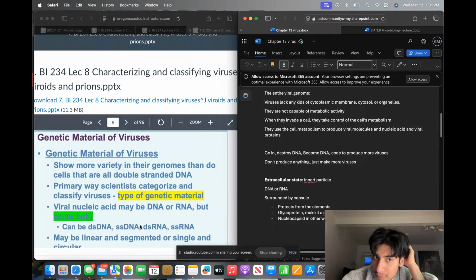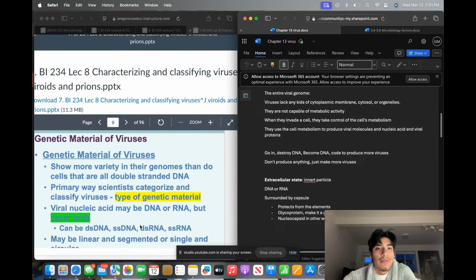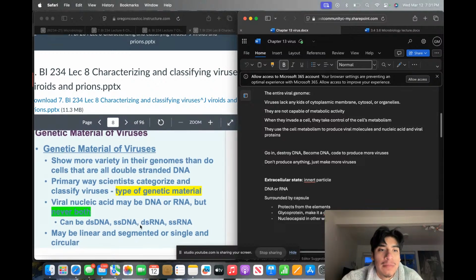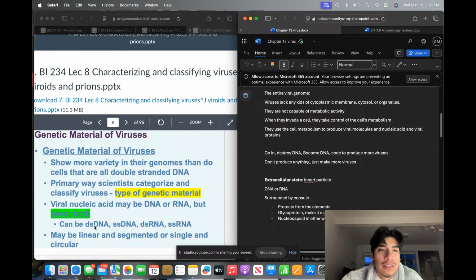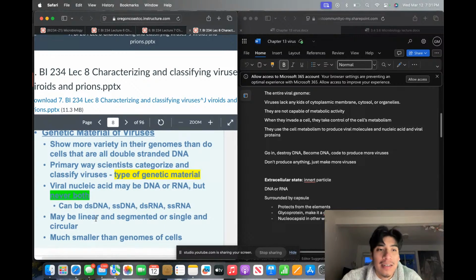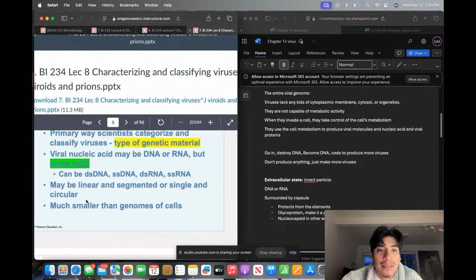Just another vocab. Genetic material of viruses shows more variety in its genome than do cells, which are all double-stranded DNA. The primary way scientists categorize and classify viruses is by type of genetic material. So this is the meat and potatoes of this lecture, understanding the differences. Viral nucleic acid may be DNA or RNA, and can be double-stranded DNA, single-stranded DNA, double-stranded RNA, or single-stranded RNA. It may be linear and segmented, or single and circular.